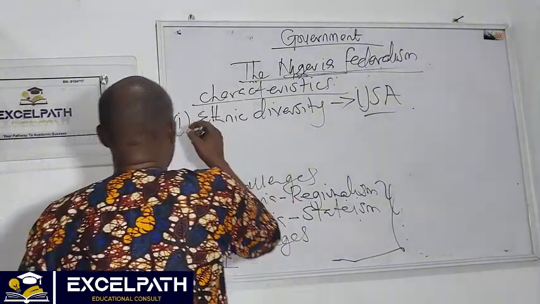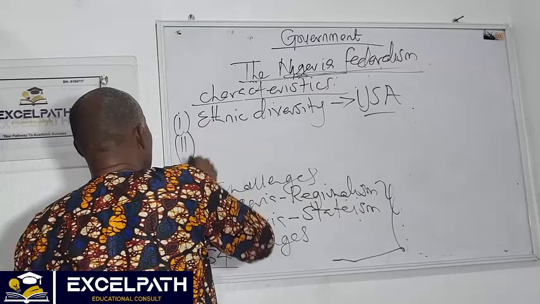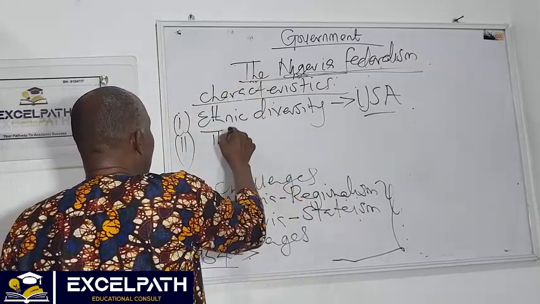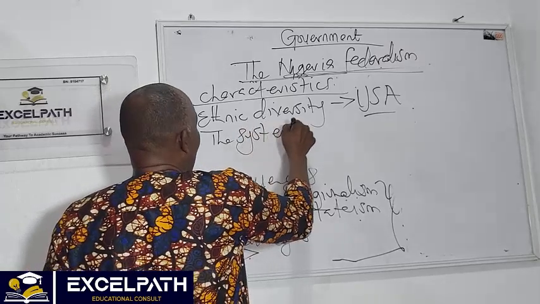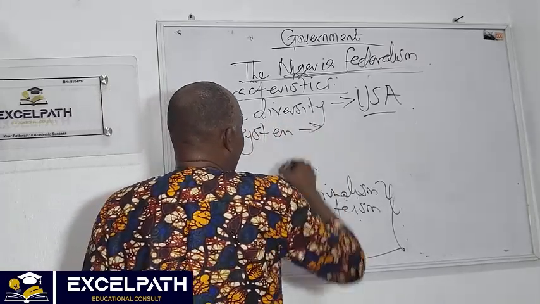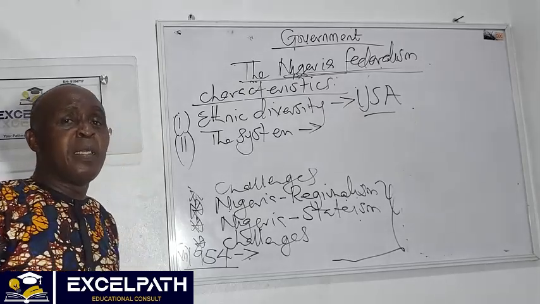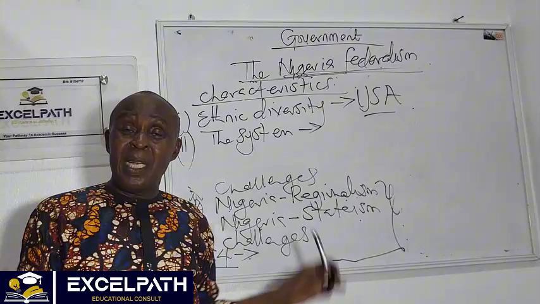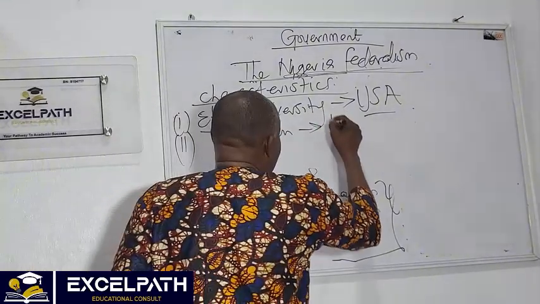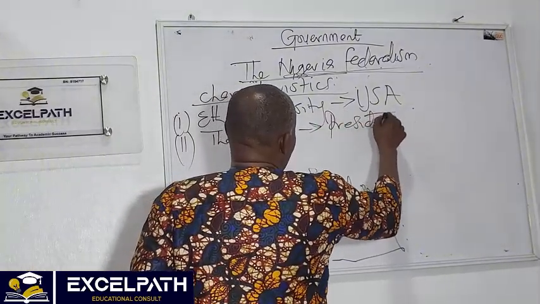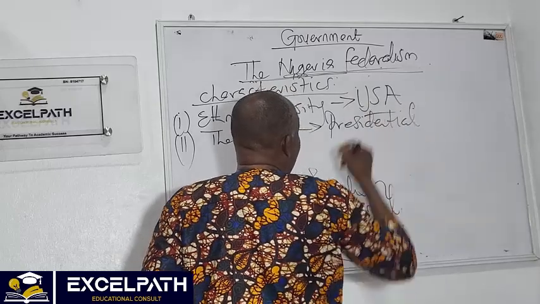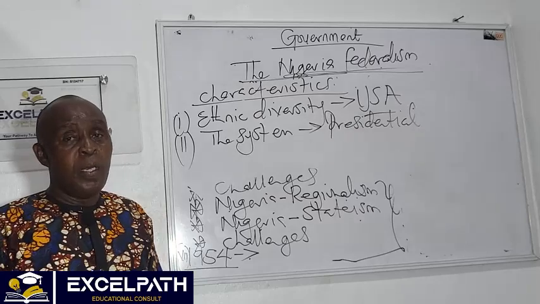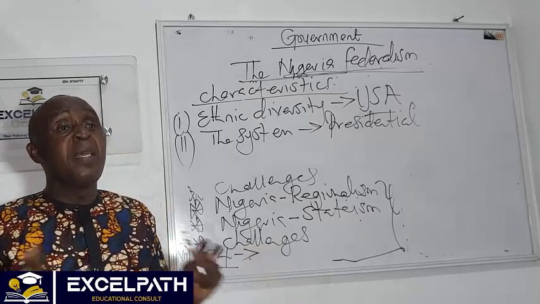And another aspect of knowing what we mean by Nigerian federalism is the system of government in operation. How do we know that a country is operating federalism? Of course, it's very simple. The most commonly adopted system is what? The presidential system of government. That's the most commonly adopted system in a federal structure.